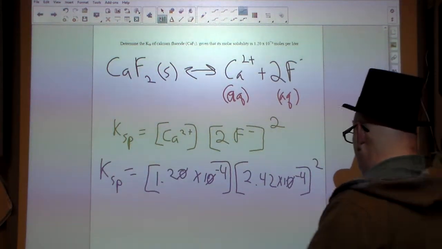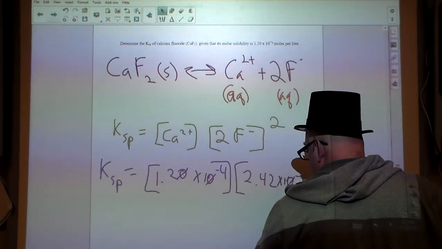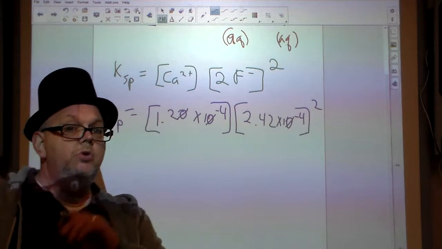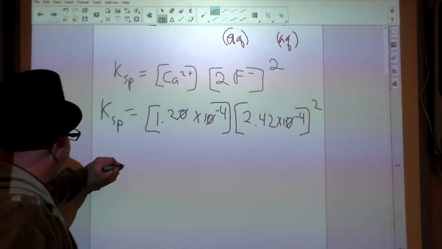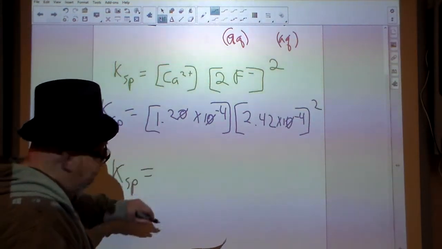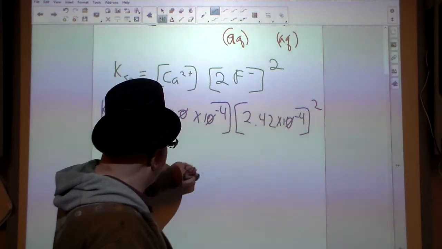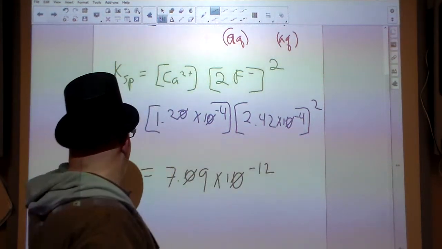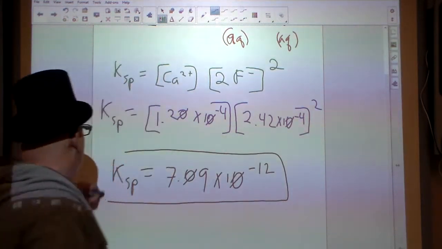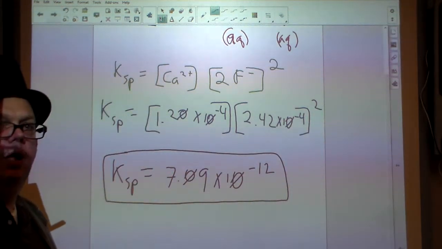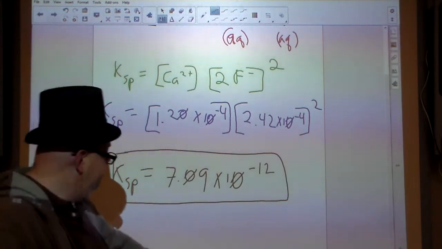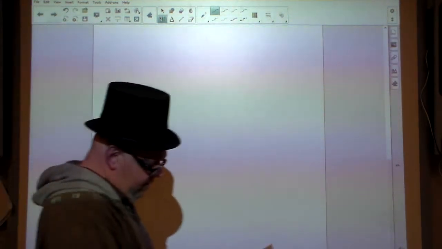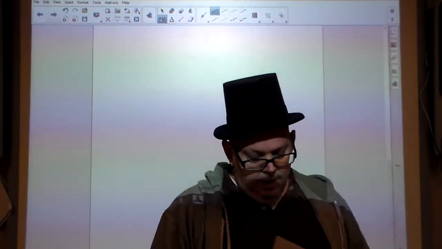Now, in the end, when we go and multiply this out, notice this is not exactly the same as the worksheet. I am showing you guys how to do it. Our KSP is going to equal 7.09 times 10 to the minus 12th. And that, ladies and gentlemen, would be our final answer on this. Okay? Let's take a look at another one.